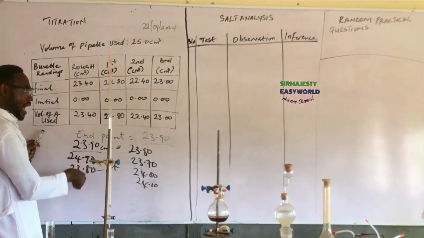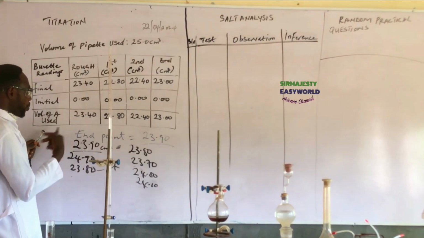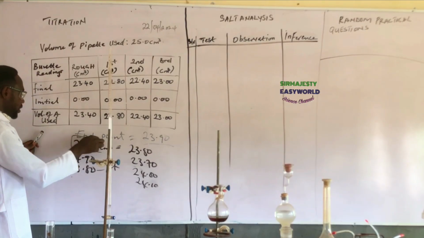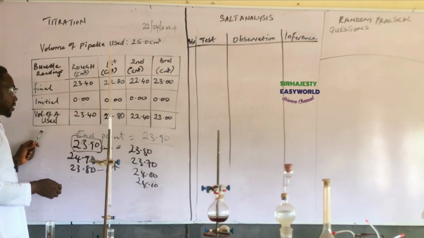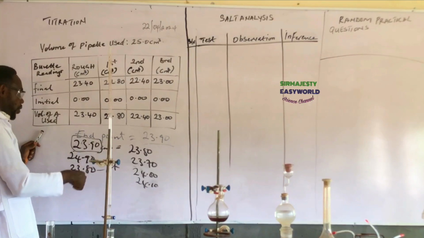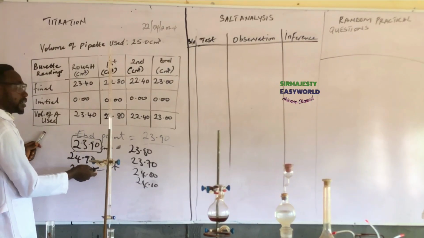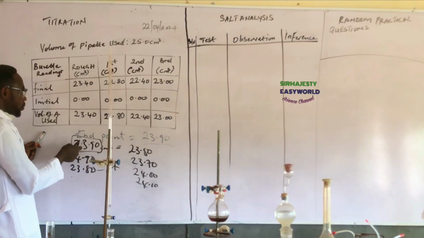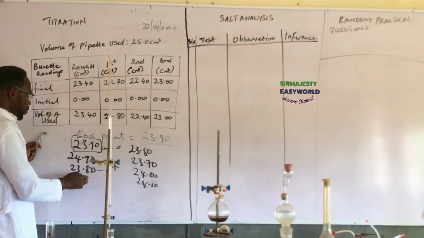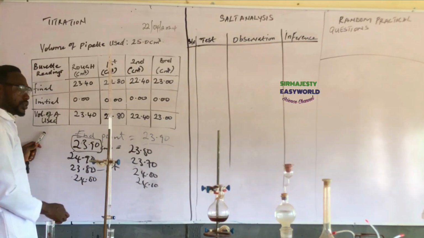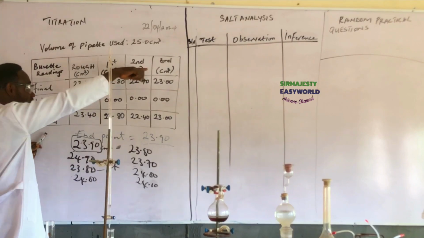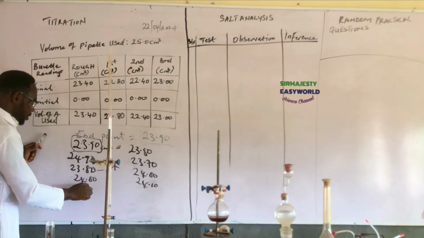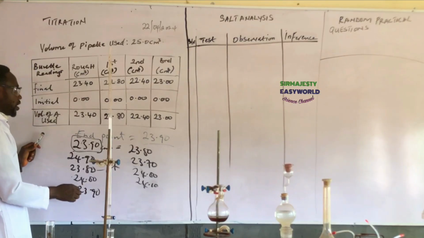I will add 0.1 to the number in my mind. What is the number in my mind? 23.90. I said minus 0.1 and add 0.1. First titration minus 0.1, second titration add 0.1. If you add 0.1 to 23.9, what do you have? 24.00. You get that? Now your third titration, write exactly the number in your heart, which is 23.90.